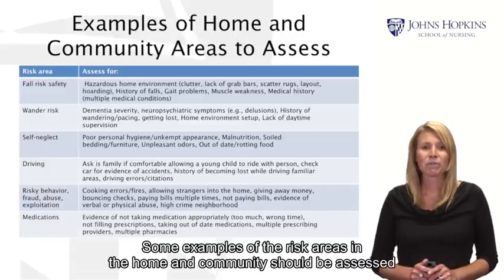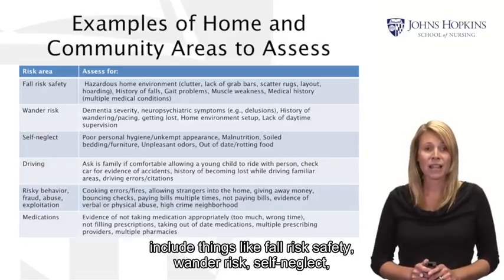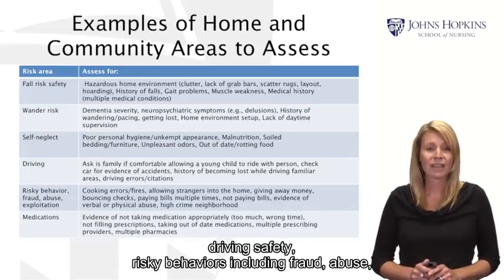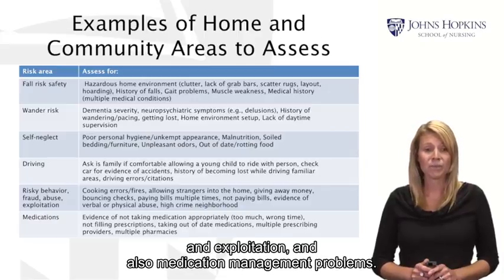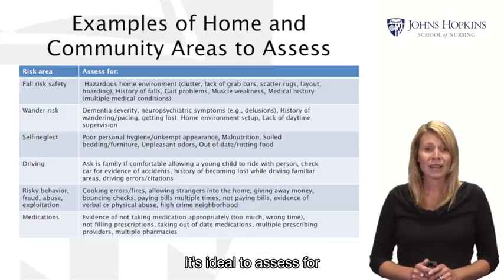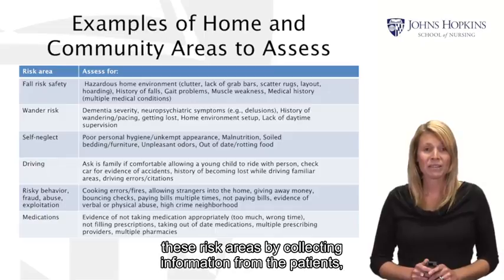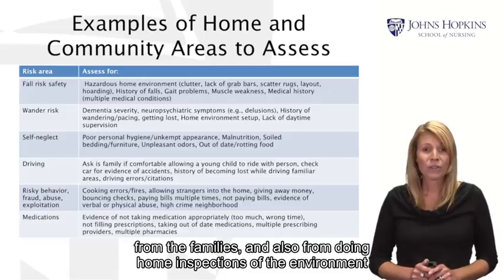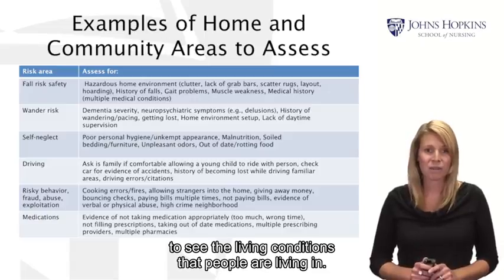Some examples of risk areas in the home and community that should be assessed include fall risk safety, wander risk, self-neglect, driving safety, risky behaviors including fraud, abuse, and exploitation, and also medication management problems. It's ideal to assess for these risk areas by collecting information from the patients, from the families, and also from doing home inspections of the environment to see the living conditions that people are living in.